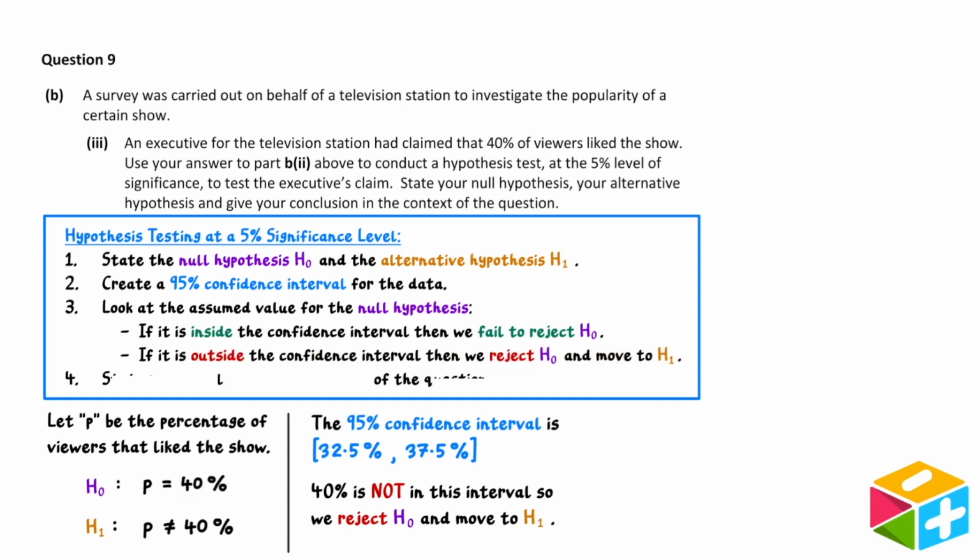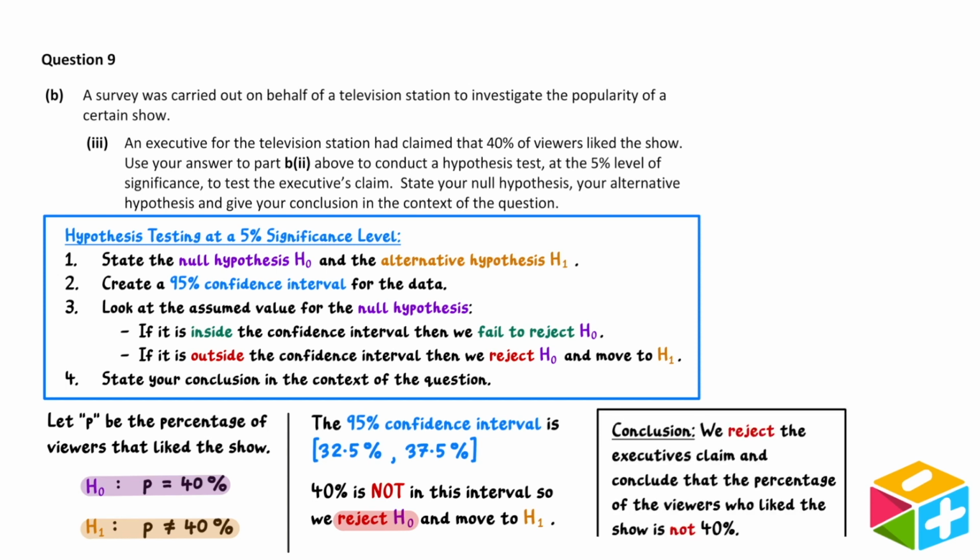The final step is to state our conclusion in the context of the question. Well, we rejected H0, the executive's claim that P was equal to 40%. Instead, we opted for H1, which stated that P is not equal to 40%. So our conclusion is that we reject the executive's claim and conclude that the percentage of the viewers who like the show is not 40%.